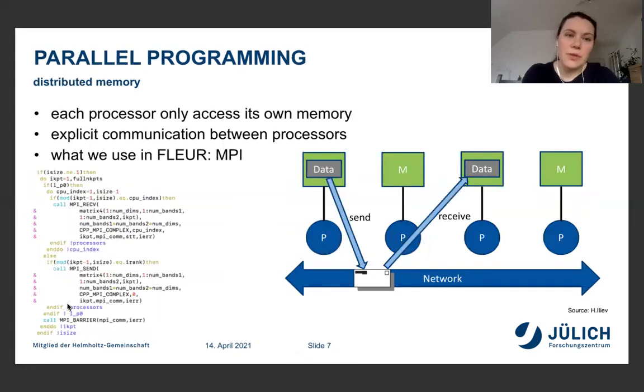In the distributed memory parallel programming, each processor can only access its own memory. So you need to send messages, you need to communicate explicitly, you need to provide information on who is sending what to whom. We use MPI for that in FLEUR, the message passing interface. Again, you can see an example of the code here. This is a receive call, and this is the send call.